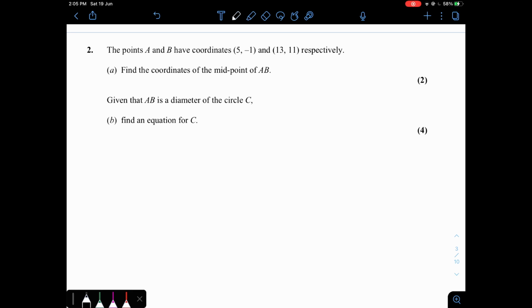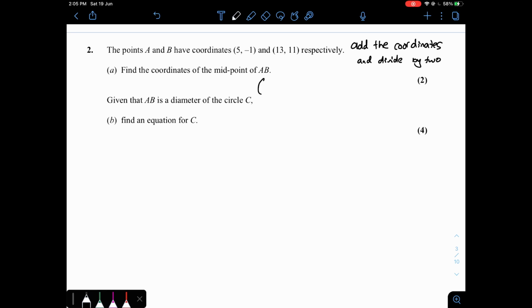Okay, so the points A and B have coordinates 5, minus 1 and 13, 11 respectively. Find the coordinates of the midpoint of AB. Okay, so that's pretty simple. All we have to do is add the coordinates and divide by 2, right, because we want the midpoint. So this is pretty simple.